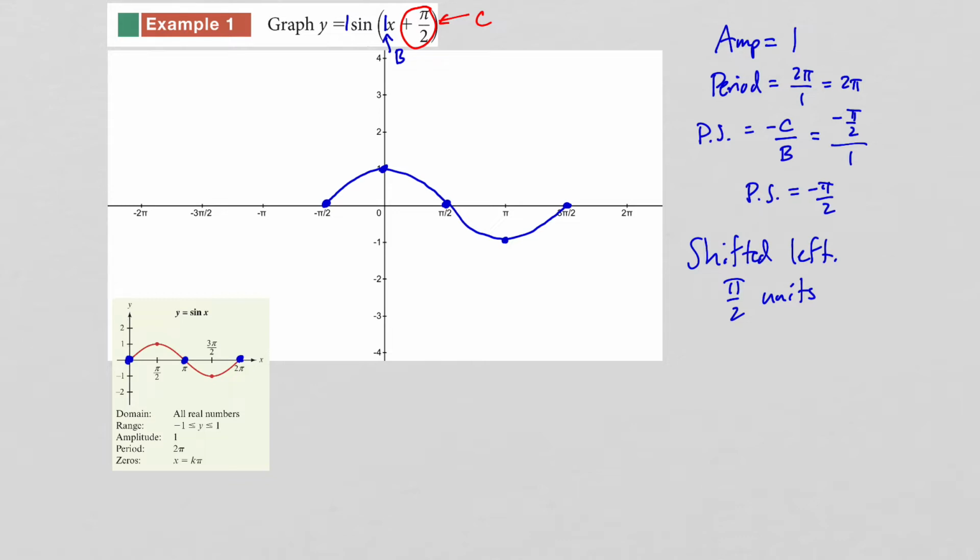So notice that every pi over 2 units is an important point on the graph. So when we go pi over 2 units to the left from here, that's going to be a low point. Another pi over 2 units to the left will be crossing the x-axis again. And another pi over 2 units to the left, and we'll be up at our maximum value again. And so that is what it looks like to the left. To the right, if I go pi over 2 units from this point, we're going to be at a maximum value again. And that is what it looks like.